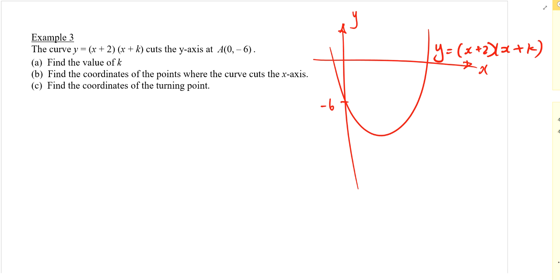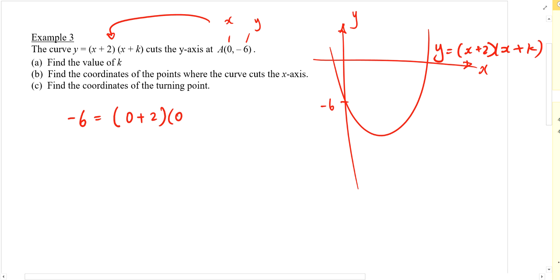We have one set of coordinates that we can substitute into this equation, where 0 is the x value and -6 is the y value. So let's substitute them into this equation. We get -6 equals (0 + 2)(0 + k). This results in 2k equals -6, k must be equal to -3. So this is for part A.